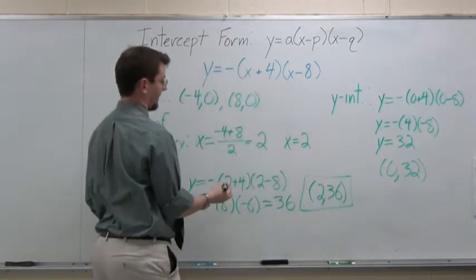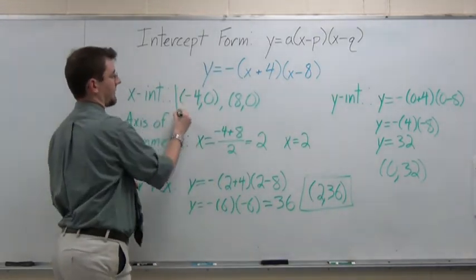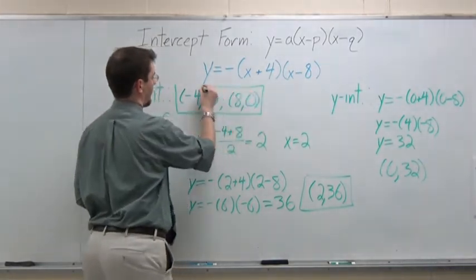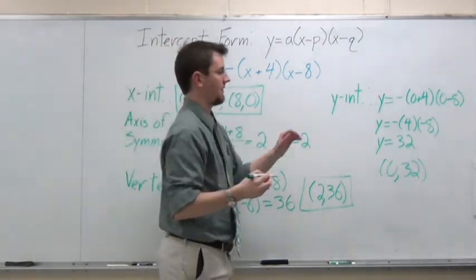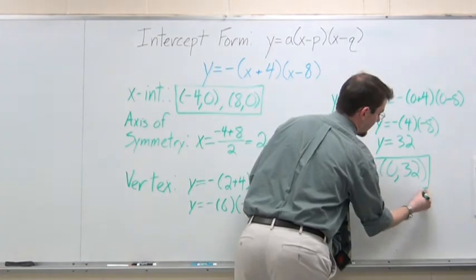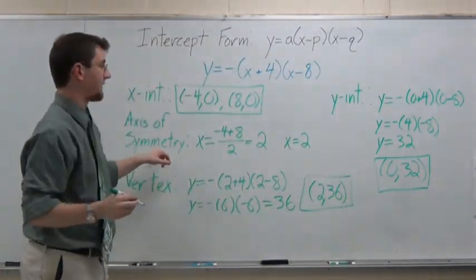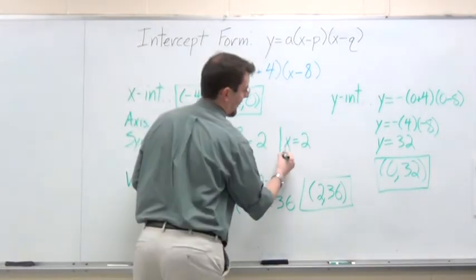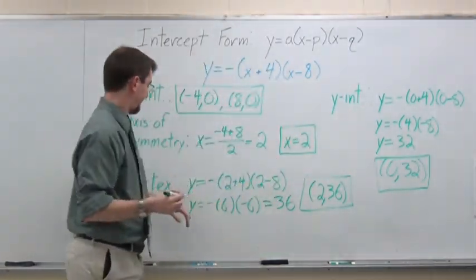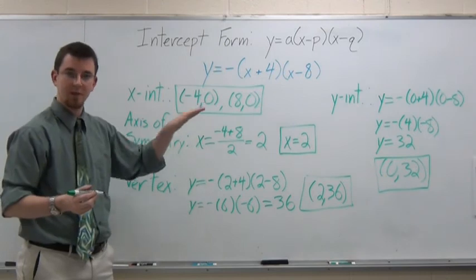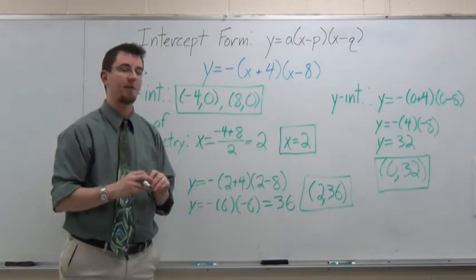And so my vertex is at (2, 36). So again, I got my x-intercepts that I got first. I have my y-intercept that I got by plugging in 0 for x. My axis of symmetry is the average there of x equals 2. And my vertex, I use the axis of symmetry to get that vertex, in this case of (2, 36).